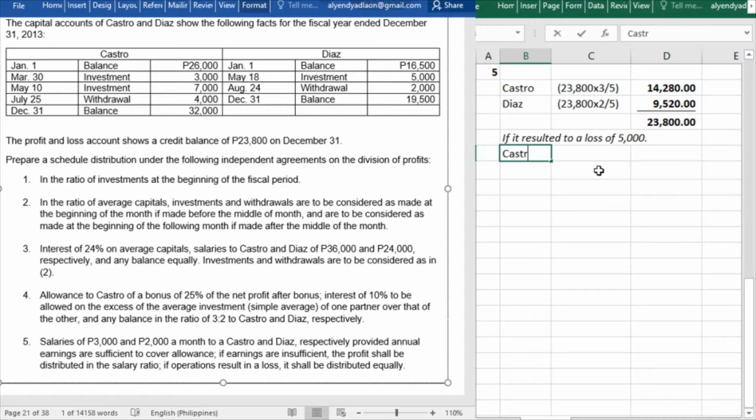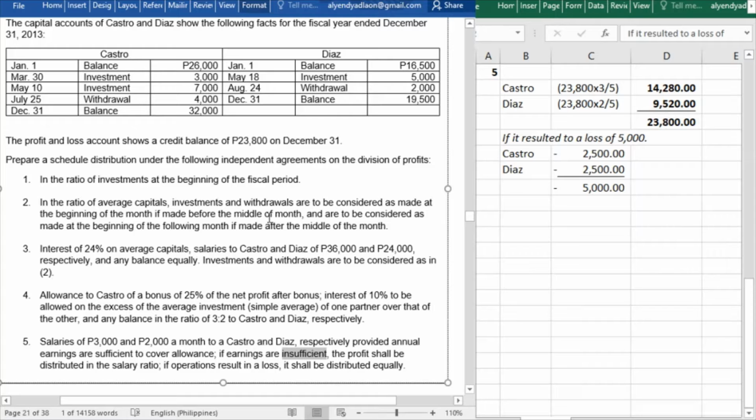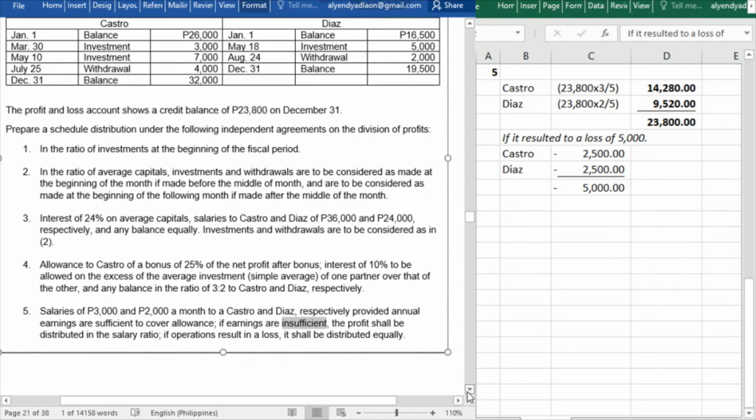So we have Castro and Diaz. Now in case 3, if ever that the partnership resulted to a loss, then they will have to distribute the loss equally. So that means it would be 2,500 share of the loss for Castro, and also 2,500 share of the loss by Diaz. So that is for a total loss of 5,000 pesos. Okay, take note, this is only an assumption if ever there is a loss on operations. Alright, so that would be for our first illustration.